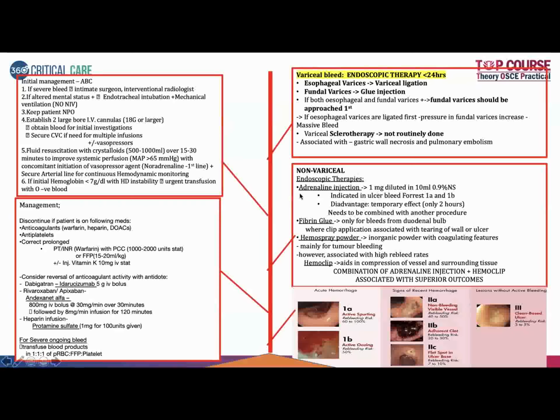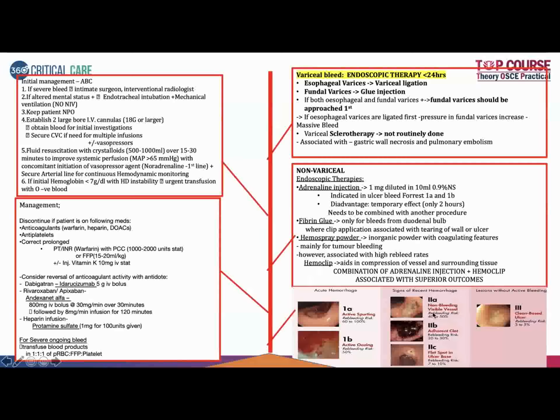So fibrin glue application. This is mainly for duodenal bulb where the clip does not stay. So ideal would be to do a hemoclip and adrenaline injection. Hemospray powder, this is also something which is temporary because risk of rebleeding is very high, and it is mainly for tumor bleeding. Hemoclip application compresses the vessel and the surrounding tissue.